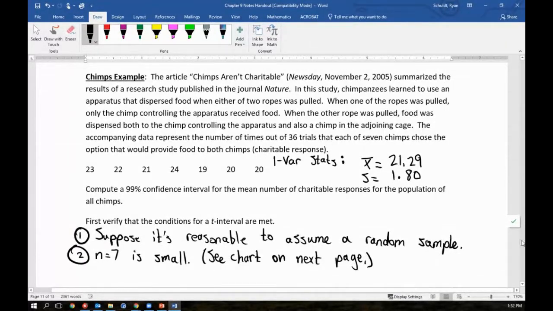And then the third one, do we know sigma? No. Okay, so let's look at the chart on the next page.